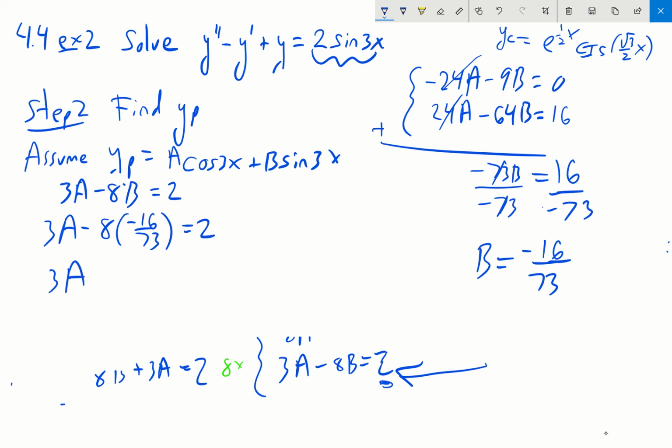This would be 3a, a negative times a negative will become a positive, 18 times 16/73, that is going to be 128/73 equals 2. We're now going to subtract 128/73 from both sides. Again, don't be put off. This is just arithmetic. It has nothing to do with the differential equation.